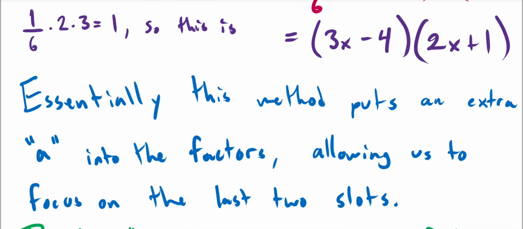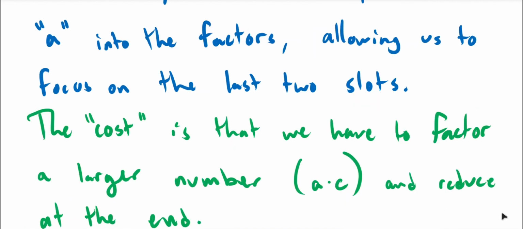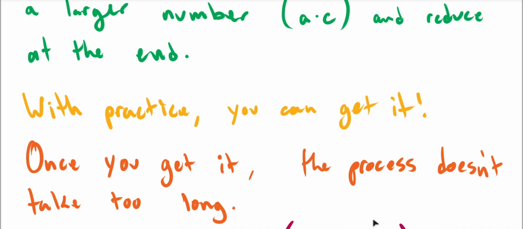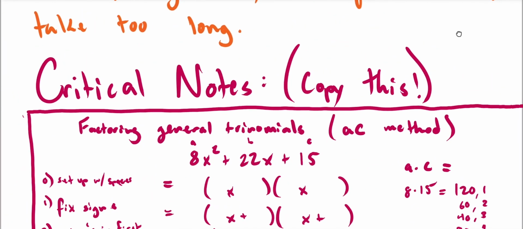Essentially, what this method does is it puts an extra A inside of the factors, and this allows us to focus on just the last 2 slots rather than focusing on all 4. The cost of this method is that we wind up having to factor a larger number, A times C, and we have to reduce things at the end, but that's it. This may seem like a lot of steps at first, but once you practice the method a little bit, I'm sure you can get it. And then once you get it, the process really doesn't take too long, even if the factors get a little large. I'll prove this in the praxis below, but for now, let's do some critical notes.